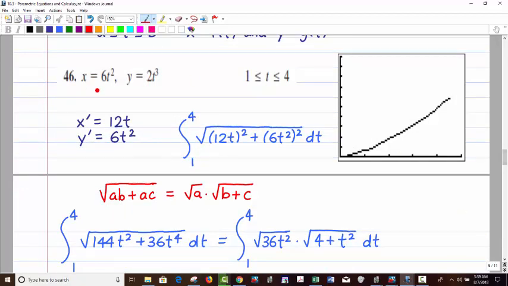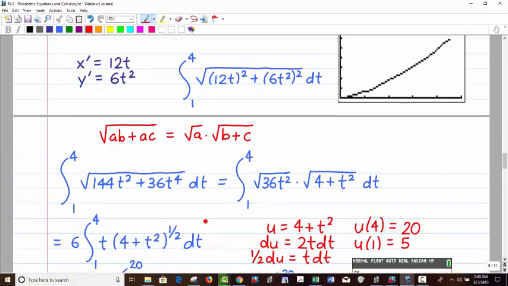So let's look at this one. x equals 6t squared, y equals 2t cubed, t from 1 to 4. It's not exactly a very exciting looking arc because it almost looks pretty straight, doesn't it? That's all right. It can be integrated, so that's the main thing. The derivative of x will be 12t, and the derivative of y will be 6t squared. So we have the integral from 1 to 4 of the square root of 12t squared plus 6t squared squared, which gives me 144t squared plus 36t to the 4th, all under the radical.